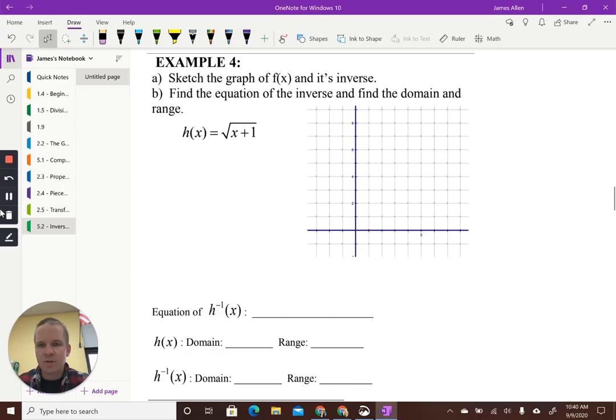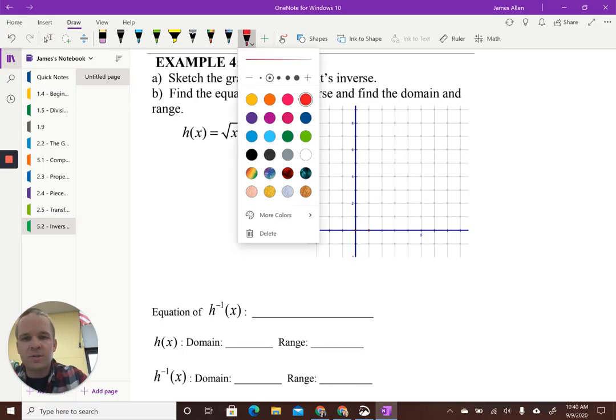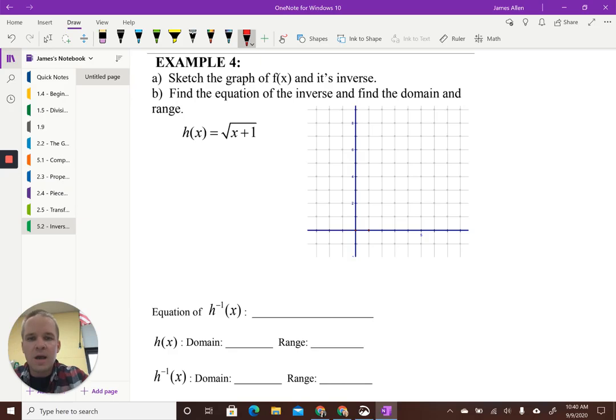All right, so same kind of question here, with all the domain, range, find the inverse graph and all that. But now we have our square root function here instead of dealing with the square function, the quadratic, right? Okay, so I'm going to do my original function. Let's do red for my original function.